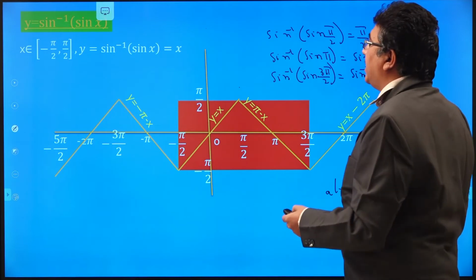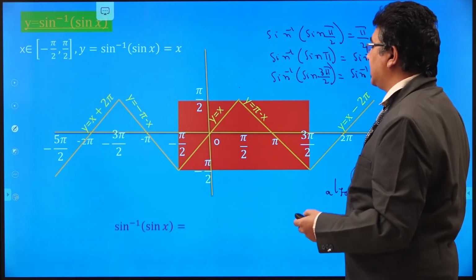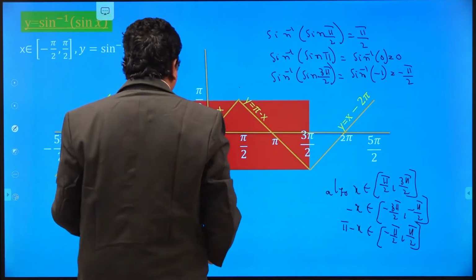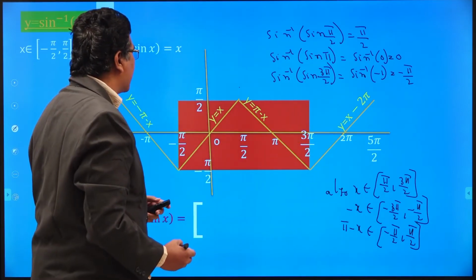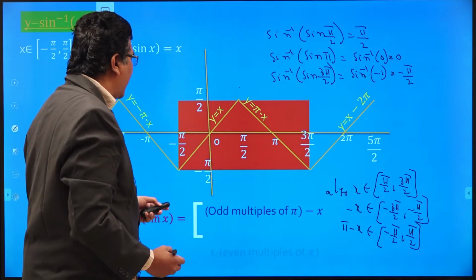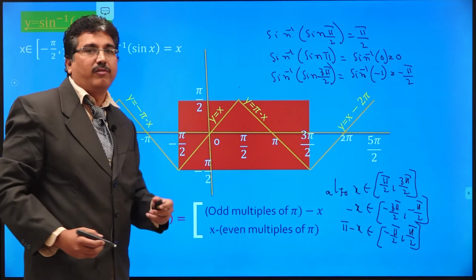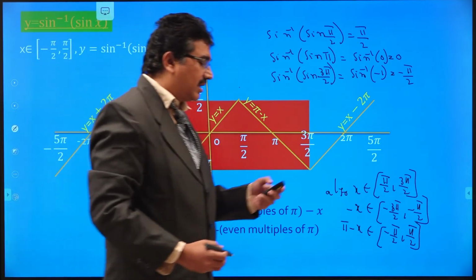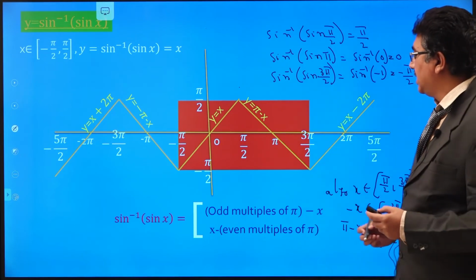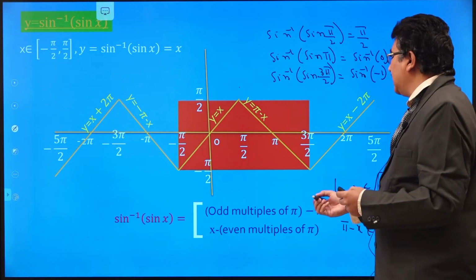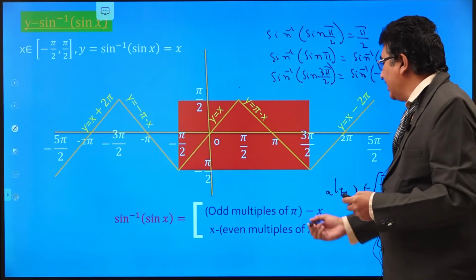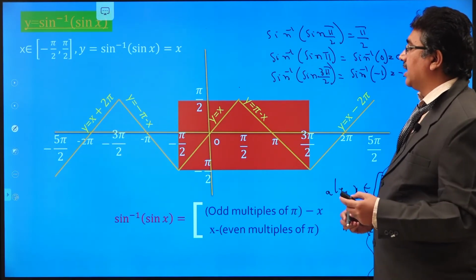Finally, sine inverse of sine x is equal to odd multiples of pi minus x, or x minus even multiples of pi.